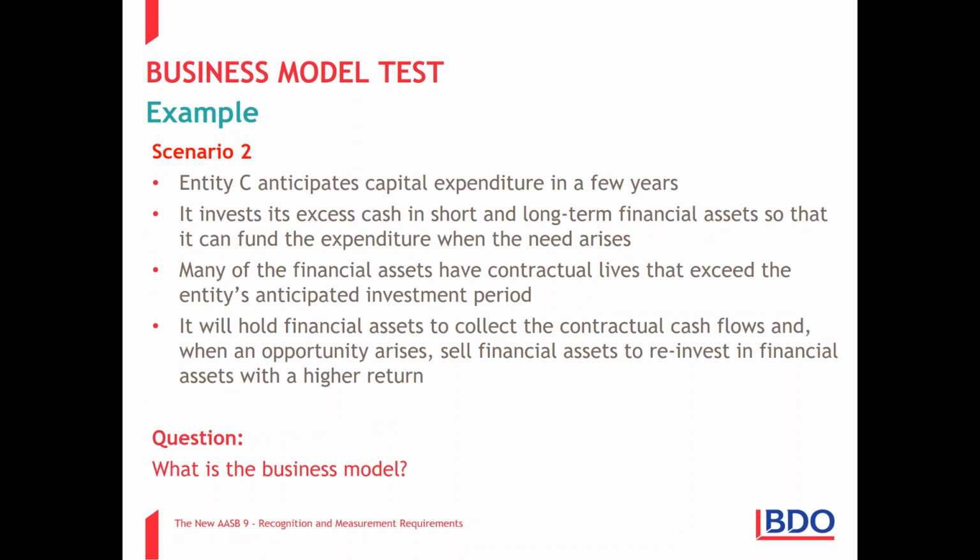Another alternative, if we look at scenario 2, let's say entity C anticipates capital expenditure in a few years, and let's say entity C invests its excess cash in short and long-term financial assets so that it can fund the expenditure when the need arises. So we have a little bit of a dual purpose here. It is a little bit of hold to collect, but also when we need the money, we might sell them, and we know that's our business model, and we know that up front.